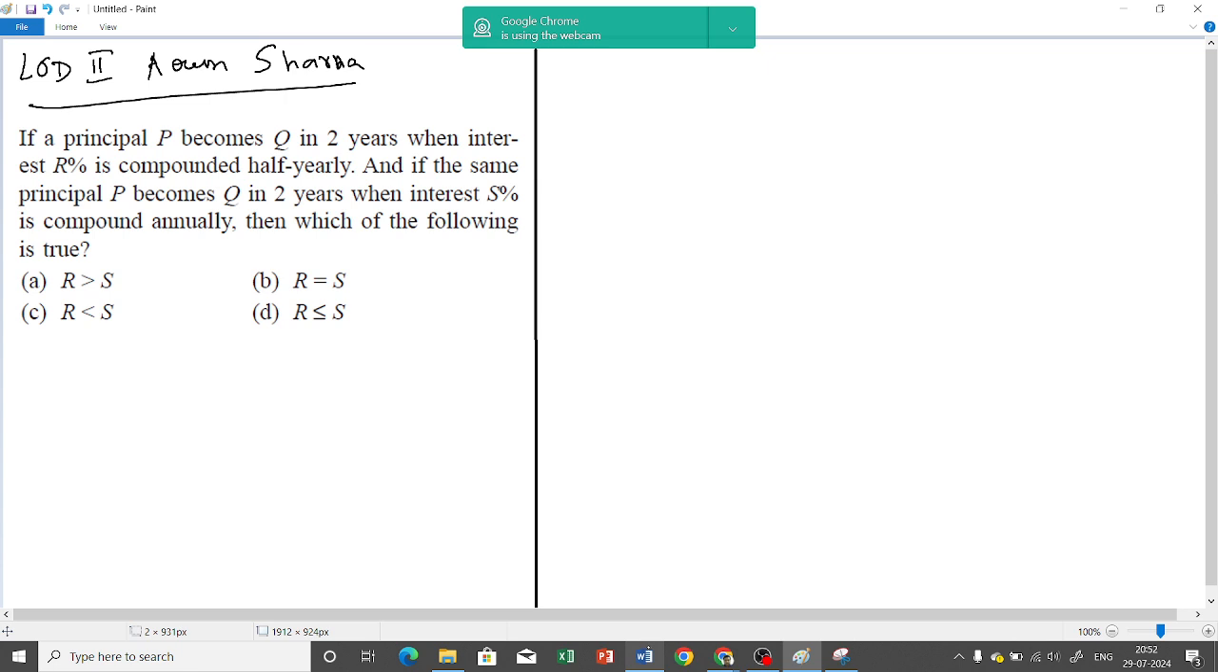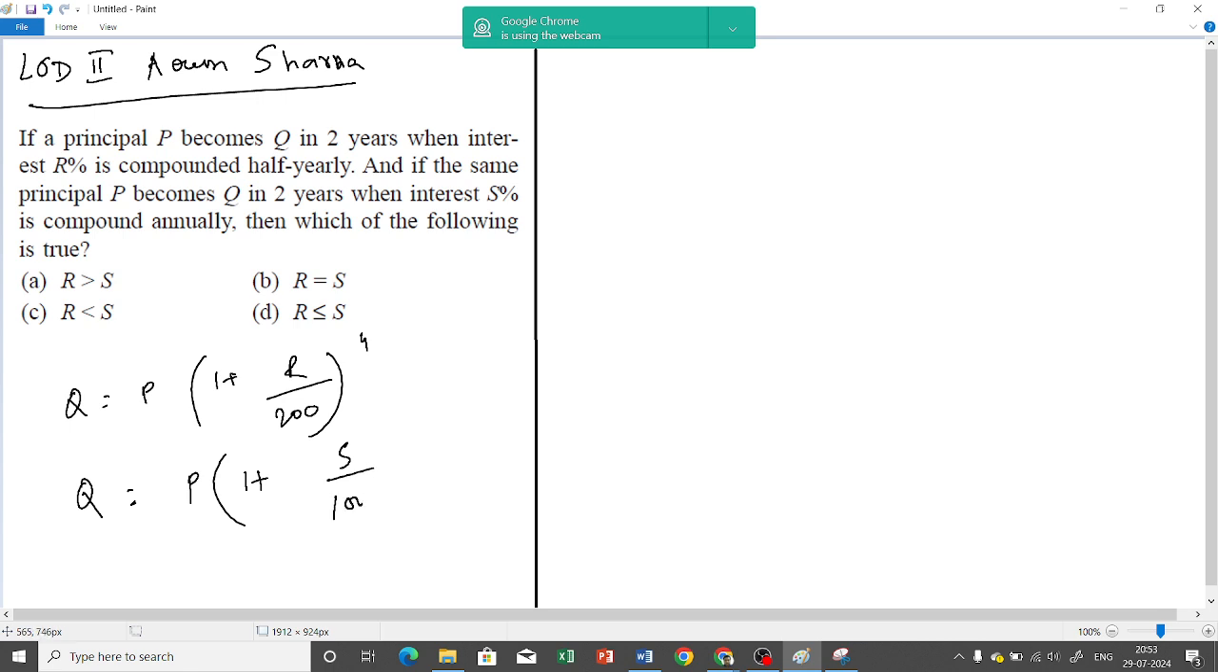If a principal P becomes Q in 2 years when interest R% is compounded half yearly, and if the same principal P becomes Q in 2 years when interest S% is compounded annually, then which of the following is true? Okay, Q is P into 1 plus R by 200 whole to the power 4, right? And Q is equal to P into 1 plus S by 100 whole to the power T.